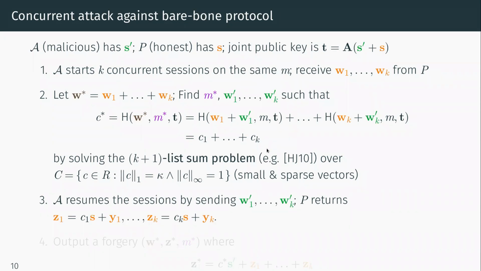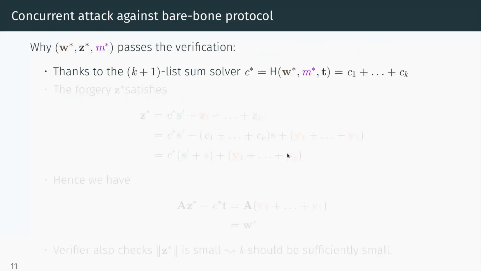So then, after solving this equation, the adversary resumes the sessions by sending back the adversary's share of W. And then the honest party returns its share response. So finally, the adversary outputs some forgery. Here the forgery is the sum of the response values sent from the honest party plus the joint challenge C star times the adversary's share. So why does it work?